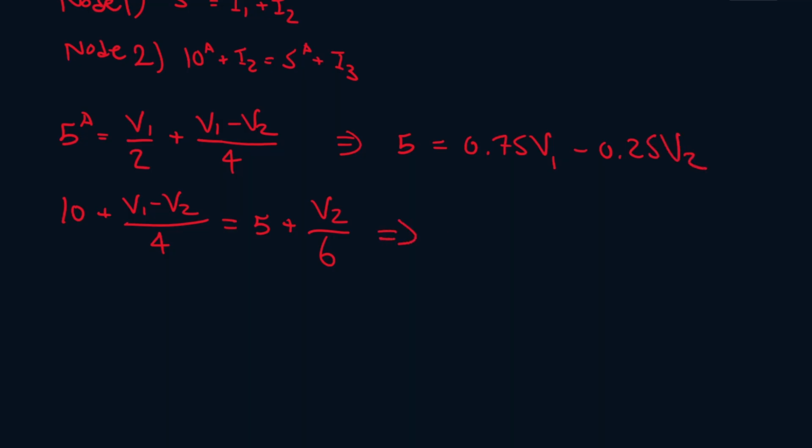And this one, let's bring the 5 to the other side, so it'll be 5, and then let's bring the other thing to the other side. So it'll be minus 0.25 V1 plus 0.4167 V2.